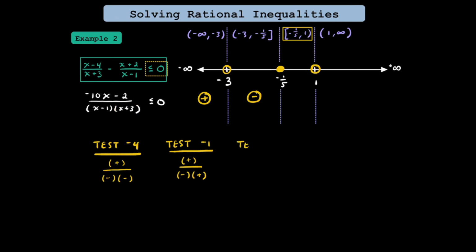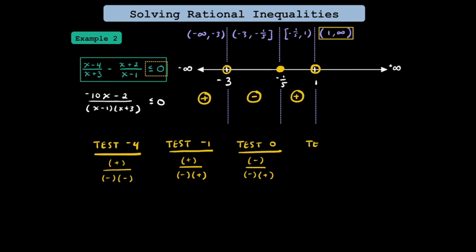Now let's move to the third interval and test a value like 0. In the numerator, negative 10 times 0 is 0, minus 2, which is going to be negative 2. That's negative. On the bottom left, 0 minus 1 is negative 1, and that's negative. And on the bottom right, 0 plus 3 is going to be positive 3, and that's a positive. On the bottom, negative times a positive is a negative, and negative divided by a negative is going to be a positive. Everything's going to be positive in this interval.